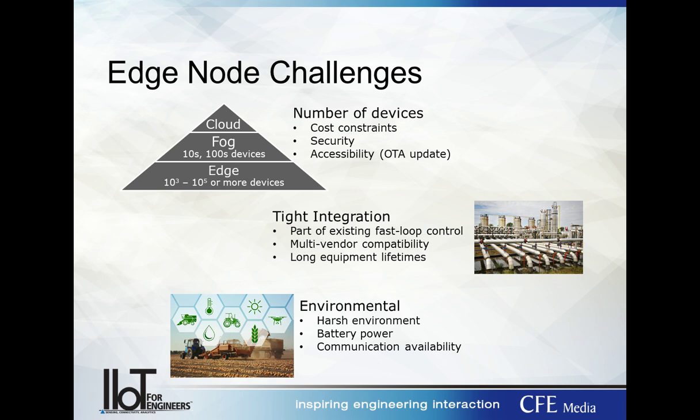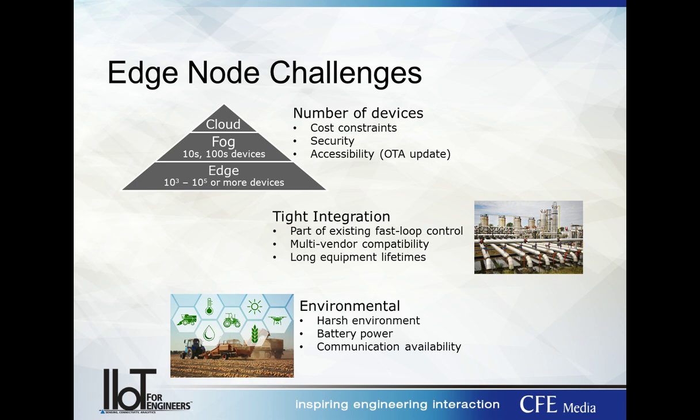So now, if you have to add, say, $2, $3 to a fog device, it's not a real big deal. But if you have to add $2 or $3 to an edge device, now that turns into $200,000 or $2 million, where the cost constraints on the edge devices are very significant. Chuck mentioned security. It's easier to update a piece of cloud software, quite hard to update all the way out at the edge. It's important to be able to do so with over-the-air update, but it may be quite difficult to get it done the way you'd like to have it done.